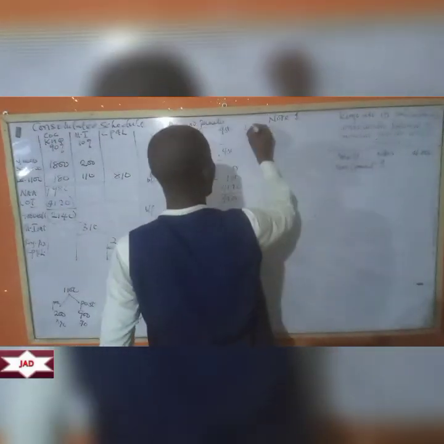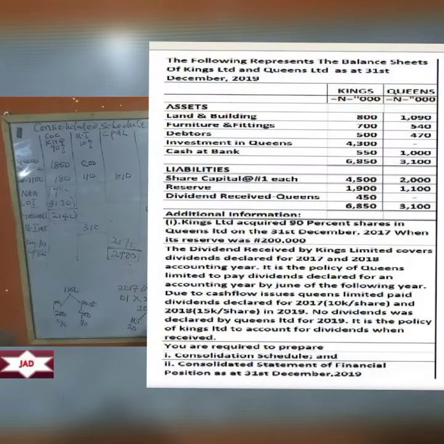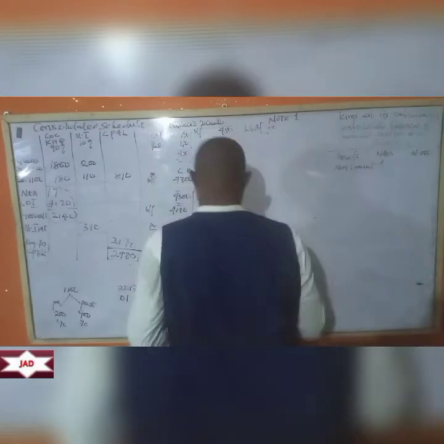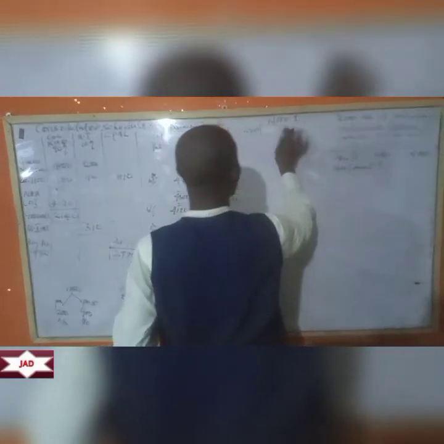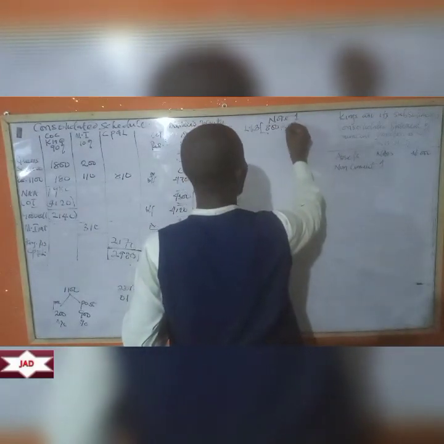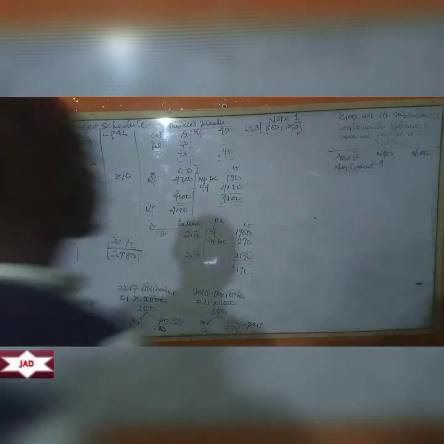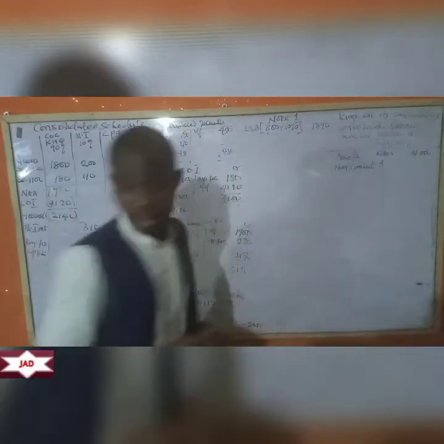So let's go. Land and building. So what do we have? 800, 1090. So we have 800 plus 1090. So what do we have? 1890. So what's the next one?